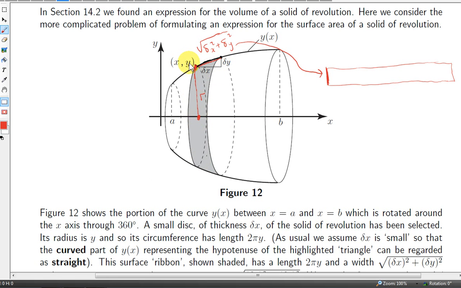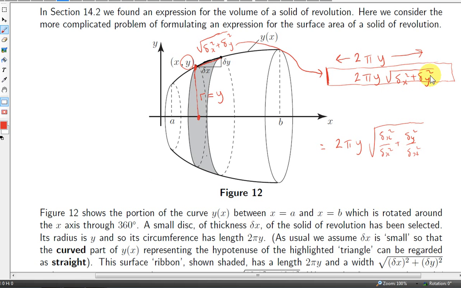So what's the radius of the circle? Well, that's just the y value. And what's the circumference of a circle of radius r? Well, that's 2 pi r, 2 pi times the radius, where r is y. So to get the area, we multiply the 2 sides together. If to a good approximation we have a rectangle, it's 2 pi y times root delta x squared plus delta y squared.